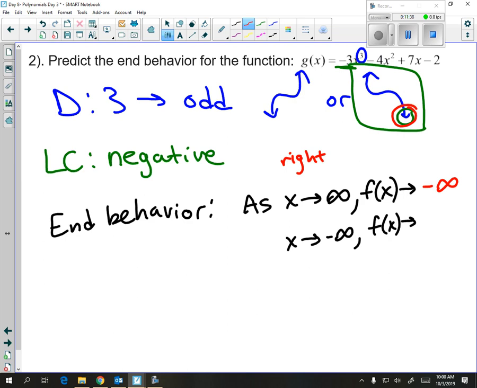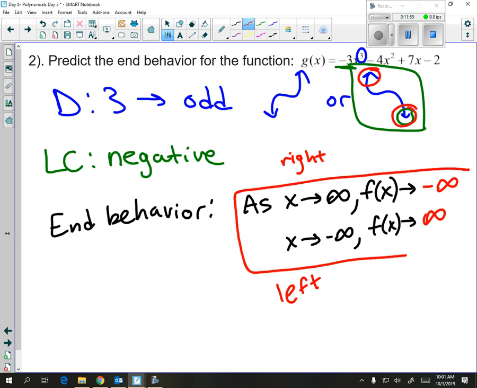As x goes to negative infinity, negative x values are on the left. And on the left of this graph, my y values are going up. So I'm going to say that f of x, the y values, heads to positive infinity. This whole thing is your answer, and you have to write it like this specifically or you will lose points on the regions. And that's all for polynomials.